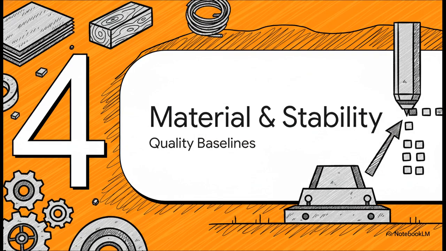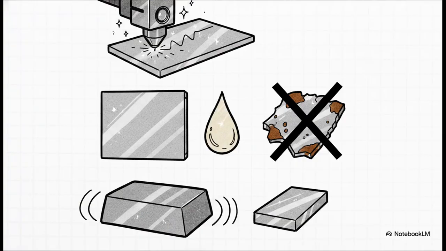Shifting gears now to Section 4, Material and Machine Stability. So we've covered the laser beam and the gases, but what about the physical environment? The consistency of your raw material and the actual bed the machine sits on are incredibly vital. Here are your sourcing baselines.